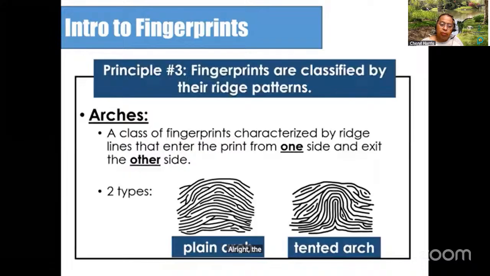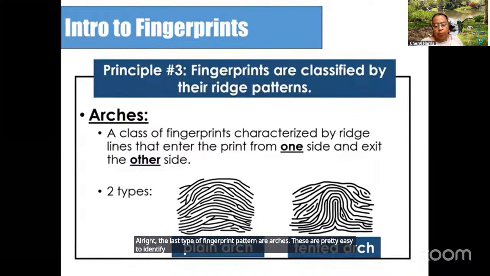All right, the last type of fingerprint pattern are arches. These are pretty easy to identify, but these are a class of fingerprint that's characterized by ridge lines that enter the print from one side, and then they're going to exit the opposite side. We have two types of arches. We can have the plain arch and then the tinted arch.